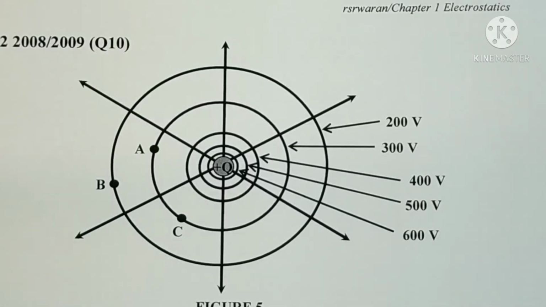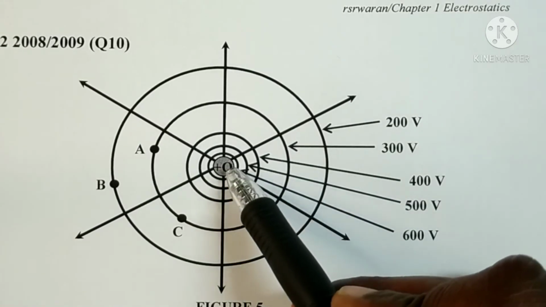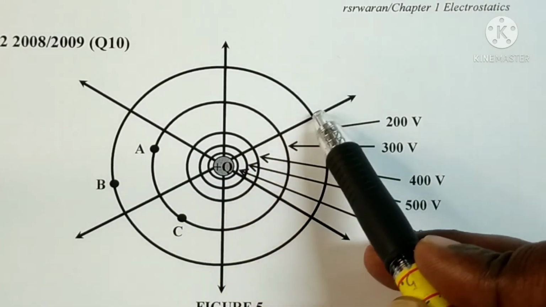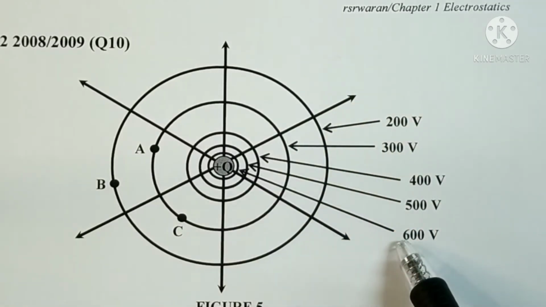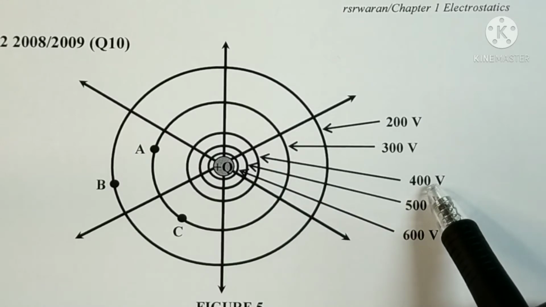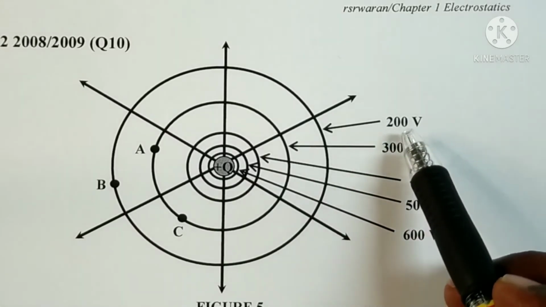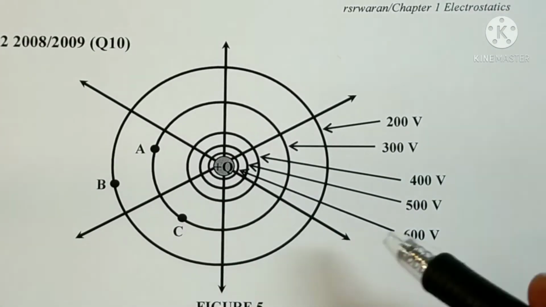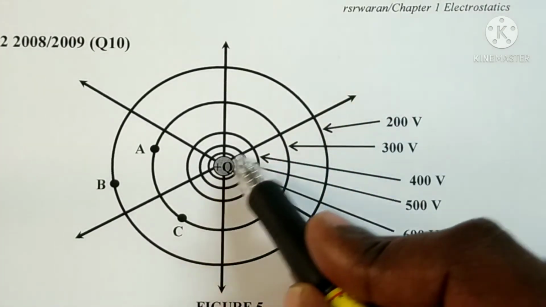For point 3, we can see how the direction of electric field lines is towards the decreasing equipotential surfaces. We can see how the electric potential decreases towards the direction of electric field lines, from 600 volt, 500 volt, 400 volt, 300 volt, and finally 200 volt. So it is decreasing towards the direction of electric field lines.